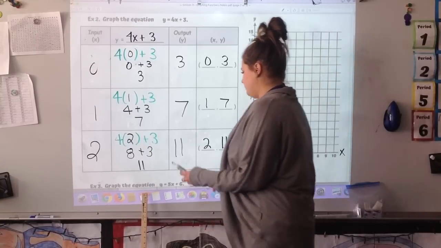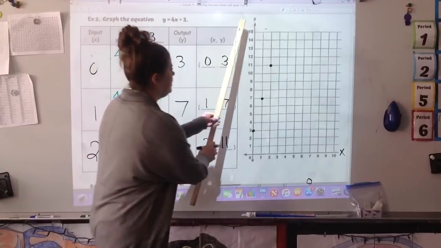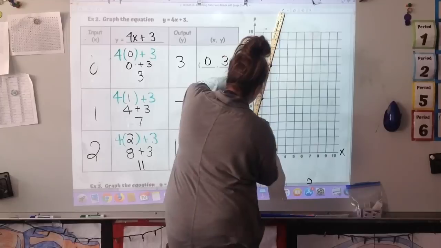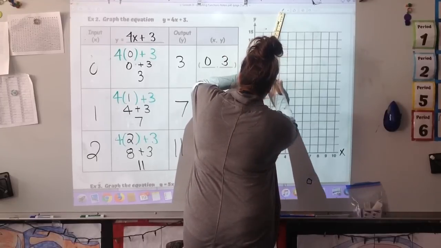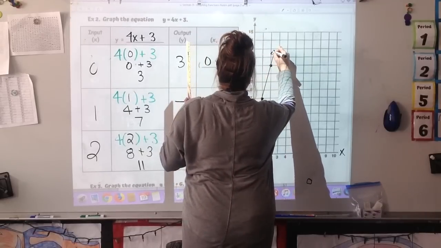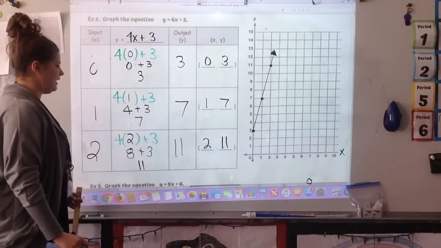up 11. Again, don't get sloppy. You need to use a ruler to connect your points. We're going to show that it's linear. Okay, and that is how you would graph the second example.